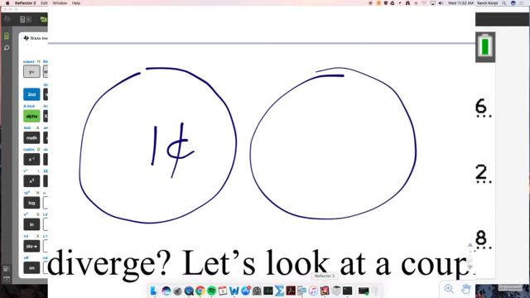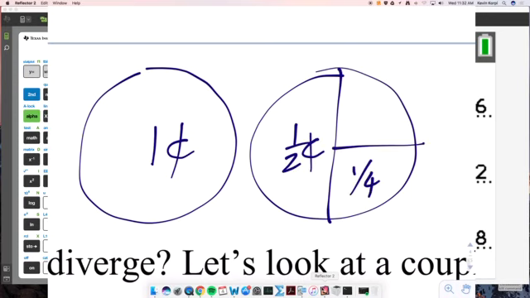Well, the first day I put down 1 cent, right? The second day I put down a half of a cent. The next day I put down a quarter of a cent. The next day I put down an eighth of a cent. The next day I put down a 16th of a cent. And the next day I put down, and these are hard to cut, these pennies this small, by the way, a 32nd of a cent.